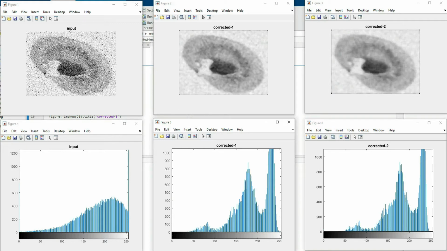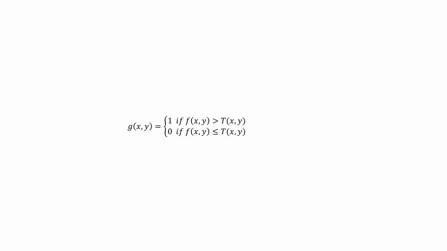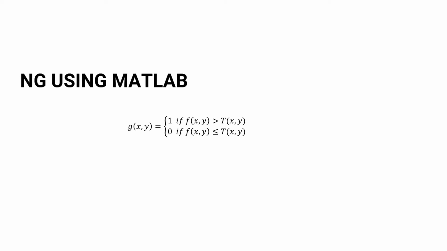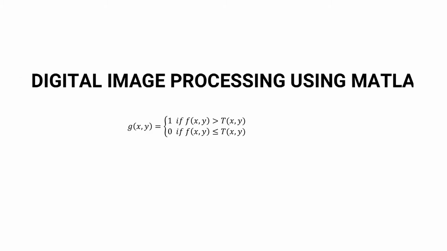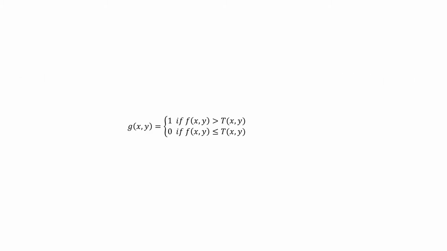As can be seen here, some preprocessing or gray level correction techniques were used to make a single threshold work. In the book titled Digital Image Processing Using MATLAB, the preprocessing process is equivalent to thresholding f of x, y with a locally varying threshold function t of x, y.